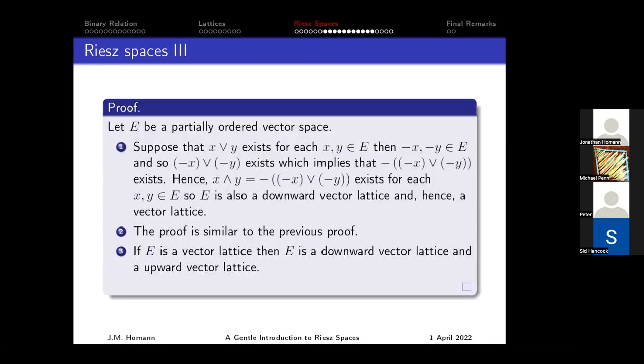So to prove it, we'll suppose that E is a partially ordered vector space. Now, we'll suppose that E is an upward vector lattice, which means that every pair of members of E has a supremum. But since E is a vector space, we have that minus x and minus y live in the vector space. And since every pair of members of the vector space has a supremum, we have that the supremum of minus x and minus y exists. And so that is itself a member of the vector space, which implies that minus x sup minus y exists. It lives in the vector space.